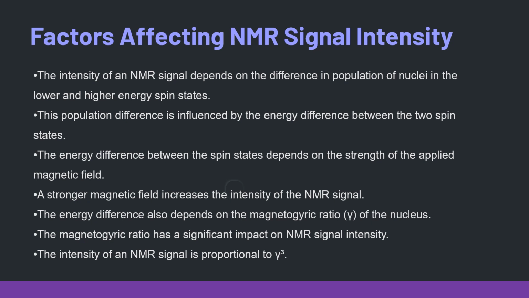Energy difference and its influence. The population distribution between spin states is governed by the energy gap between them. This energy difference determines how many nuclei occupy the lower energy state compared to the higher energy state, affecting overall signal intensity. Role of the magnetic field strength. The energy separation between spin states depends on the strength of the externally applied magnetic field. A stronger magnetic field increases this separation, leading to a larger population difference and, consequently, a more intense NMR signal.